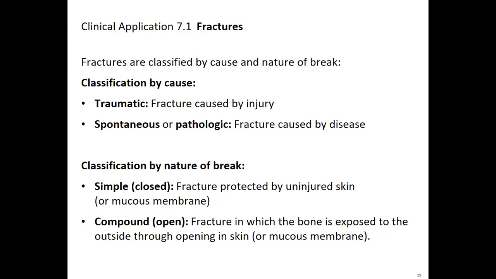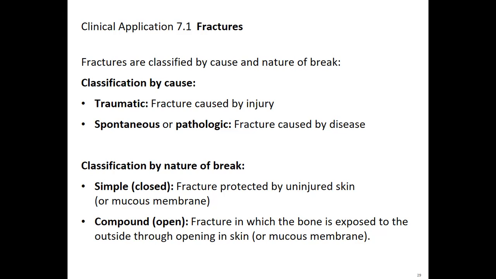So, osteogenesis imperfecta would be an example of a disease that leaves the bones more susceptible to breaks and fractures because of whatever the disease process is. In the case of osteogenesis imperfecta, it's because that collagen is not formed as strong as it should be. And so this leaves the person with more brittle bones that are more susceptible to breaks. Then you have the nature of the break. So, what does the break look like? You have closed fractures and you have open fractures.